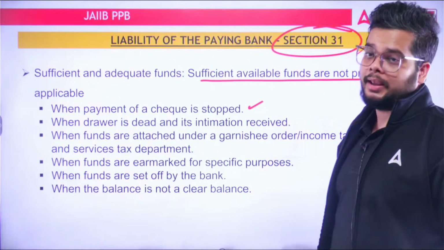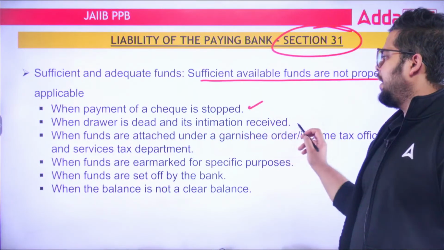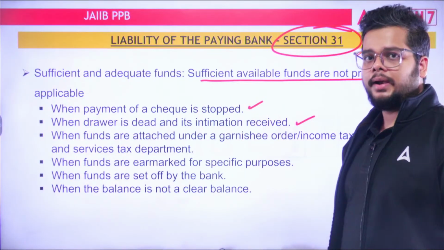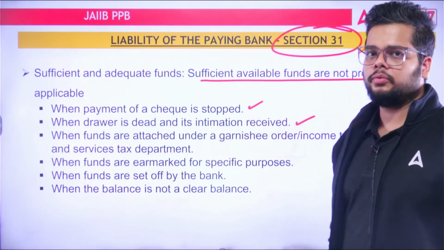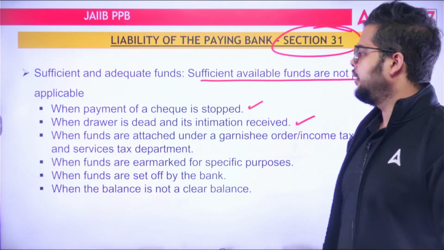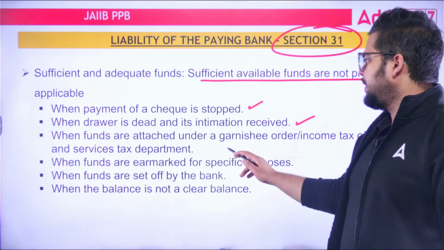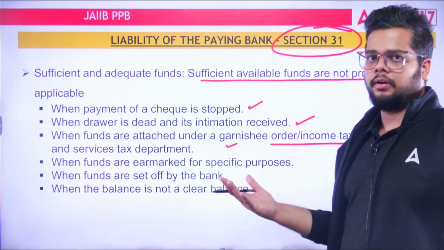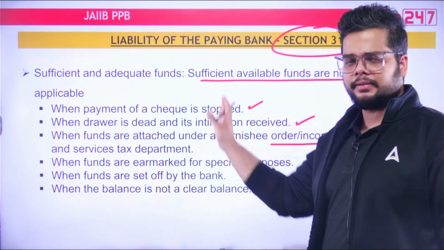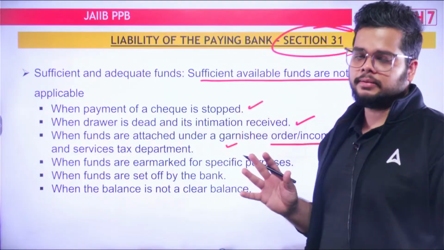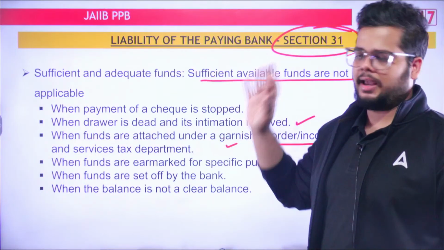Liability of the paying bank: when the drawer is dead and the intimation has been received, still you have provided that yes, you can go ahead with the particular amount which is mentioned in the check. Liability again: funds are attached under garnishee order, income tax office or attachment, all these which we have discussed in the previous slide, you cannot go ahead with such things, otherwise you will face a liability.